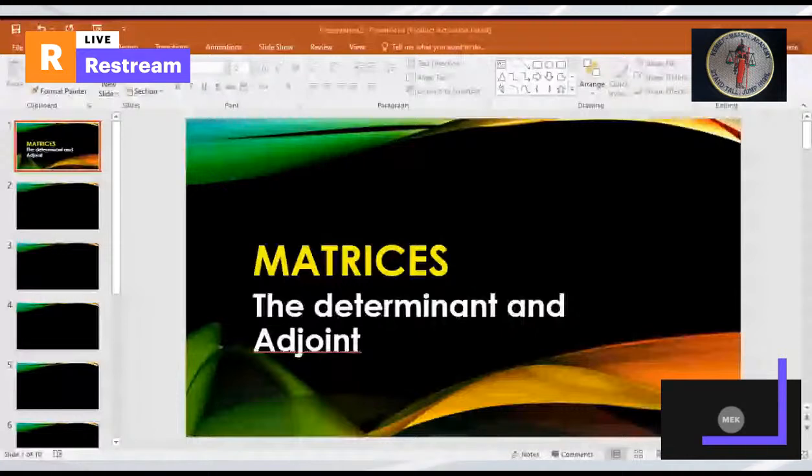Today we're going to be doing matrices, finding the determinant and the adjoint. Now we need to know how to find the determinant and the adjoint so that we can find the inverse of the matrix. How to find the adjoint is the fundamental step in finding the inverse. This is what we're going to do first: learning how to find the determinant and the adjoint.